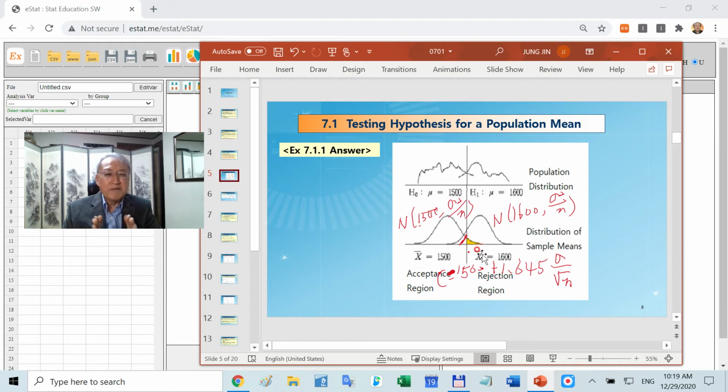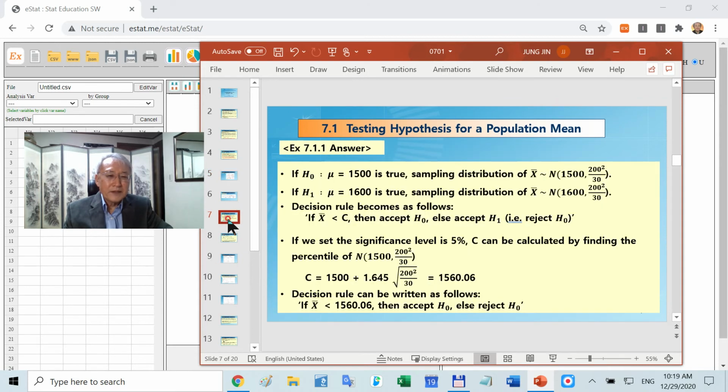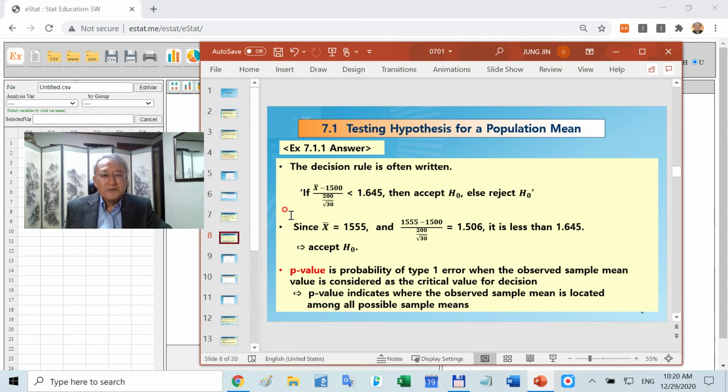Well, that is a little different from common sense. Common sense is just comparing the distance. But here, we are checking possibility. If it is not a corner point, okay? Since H1 is on the right-hand side, we consider this right tail. If it is 5%, that's a significance level, some allowable range of type 1 error, it becomes 1560. Therefore, if the sample mean is on the left-hand side, we will accept H0. Or you may say, do not reject H0. That is the statistical decision.